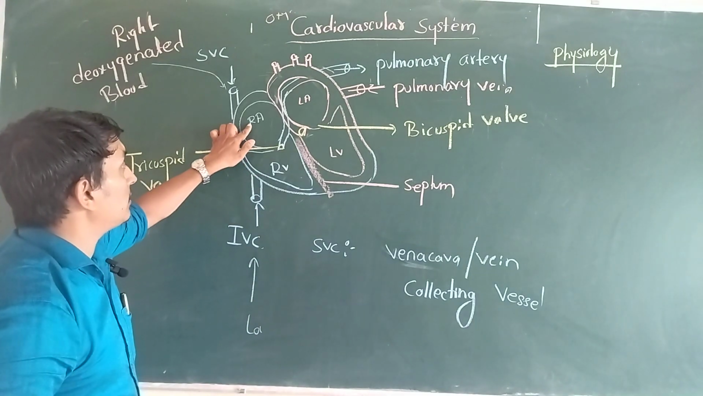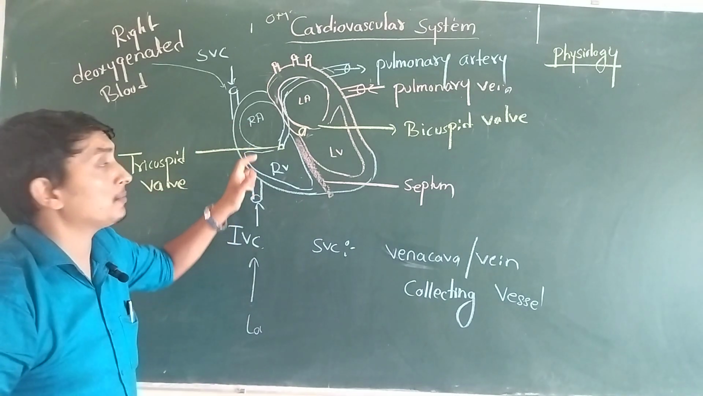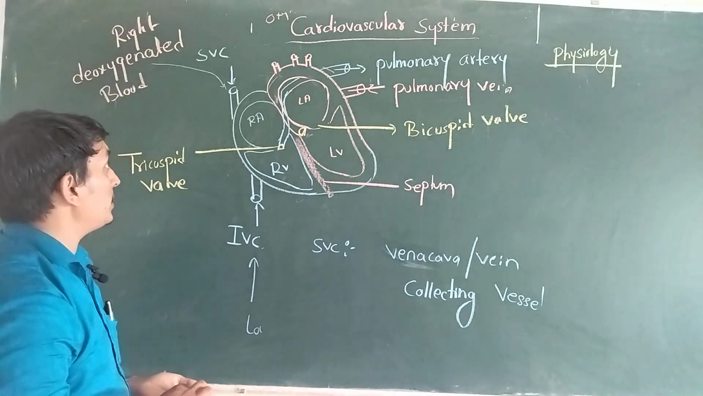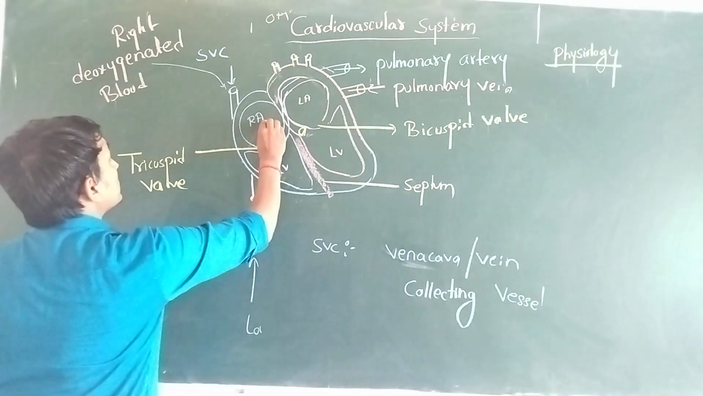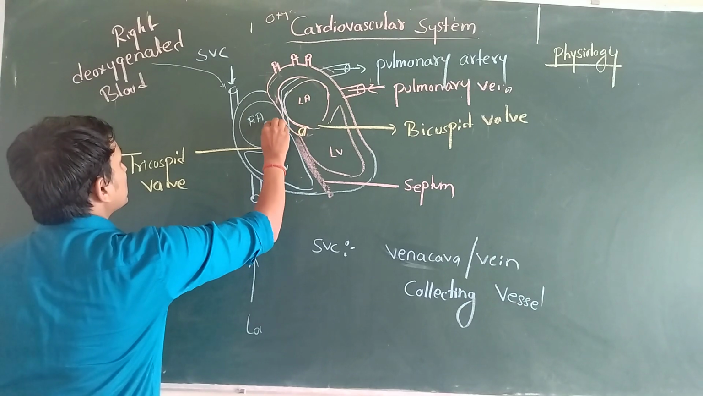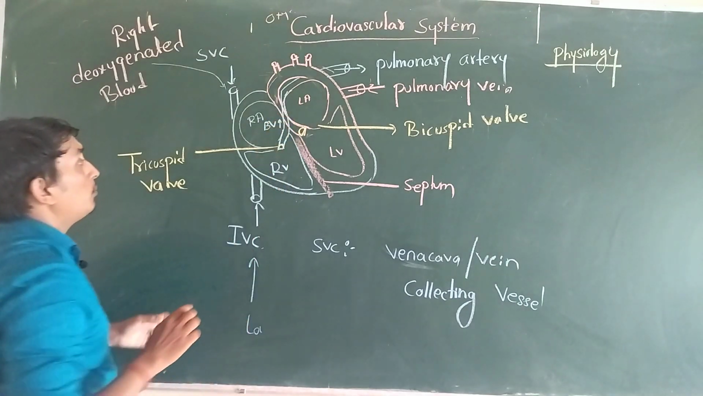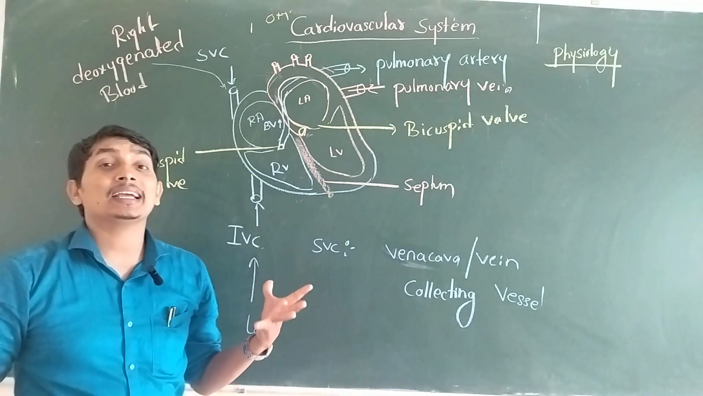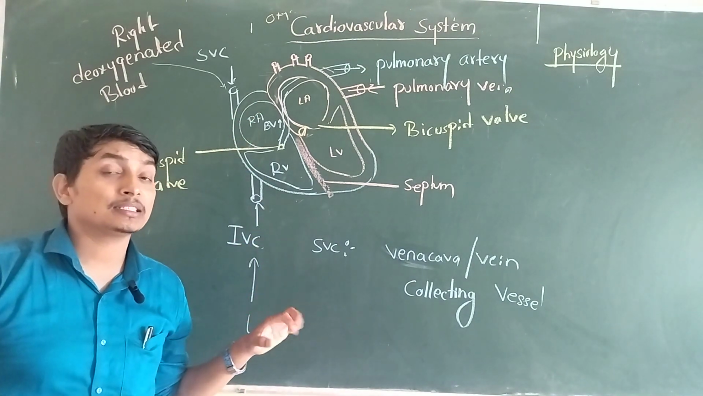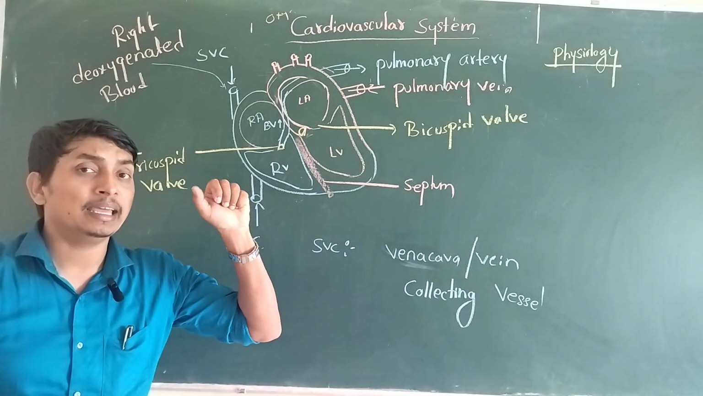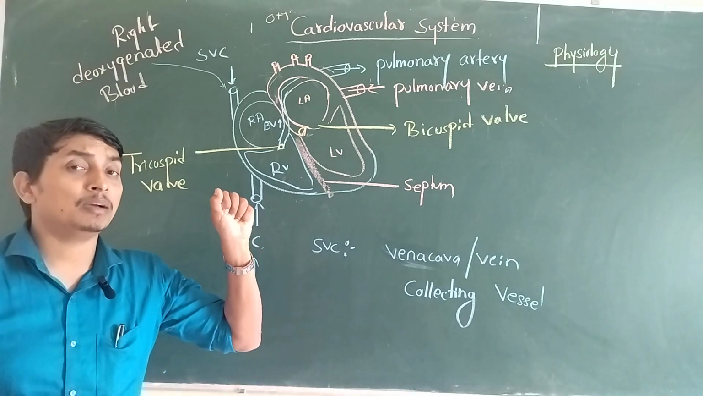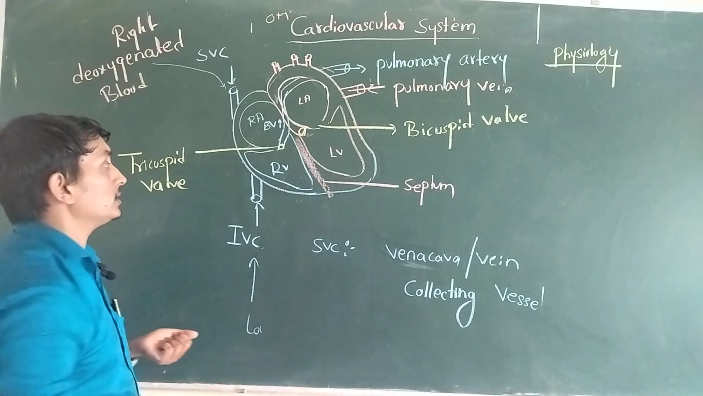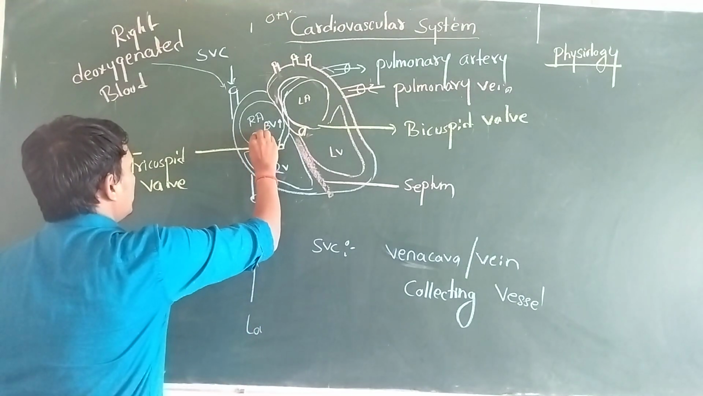Now you can see the right atrium receives deoxygenated blood from the superior vena cava and the inferior vena cava. So what will happen in the right atrium? The blood volume increases. When the blood volume increases, the atrium starts contracting, as the heart consists of cardiac muscle. The chamber contracts and becomes smaller, so the pressure inside the chamber becomes very high.